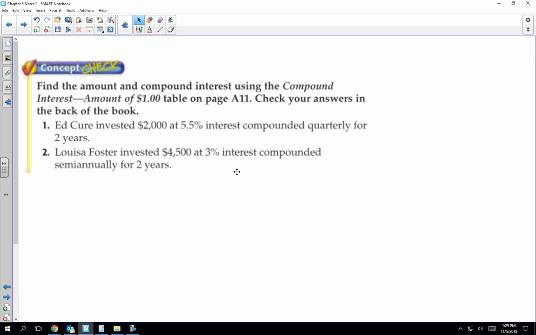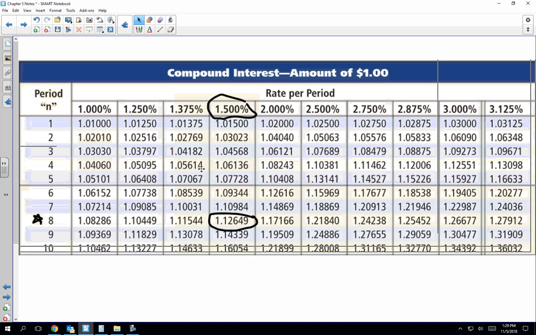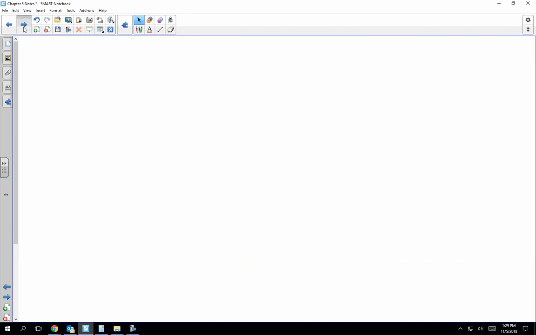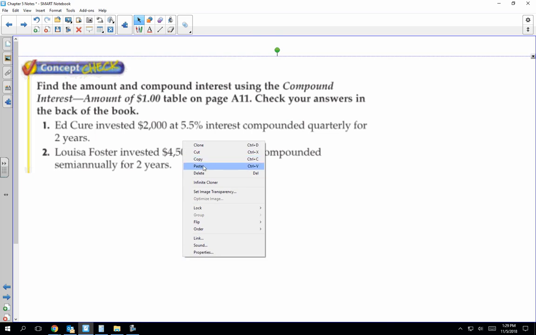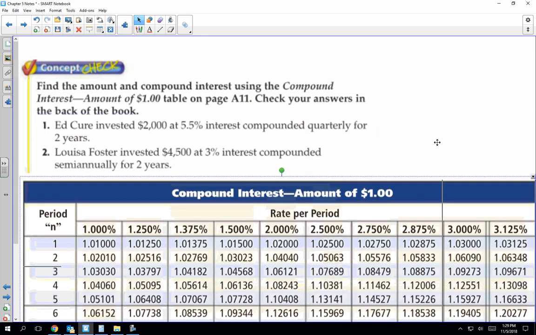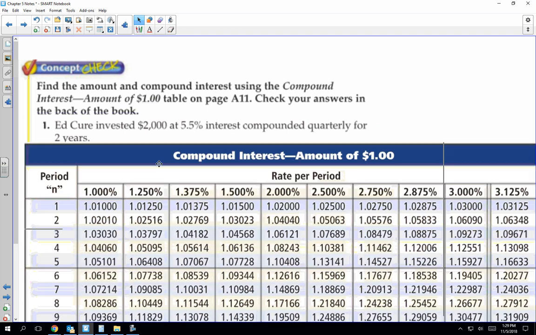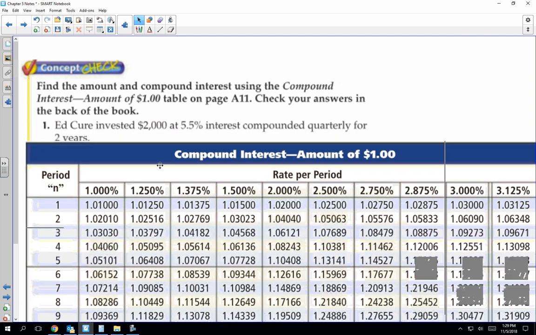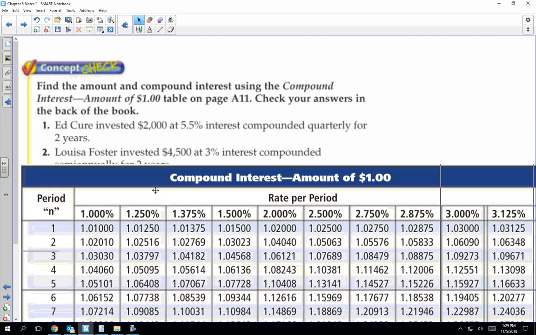All right, you guys, let's see if we can use that table. Let's pull it up here to find these interest rates for number 1 and number 2. So we've got our buddy Ed here. He invested $2,000 at 5.5% interest compounded quarterly, and that's for 2 years.